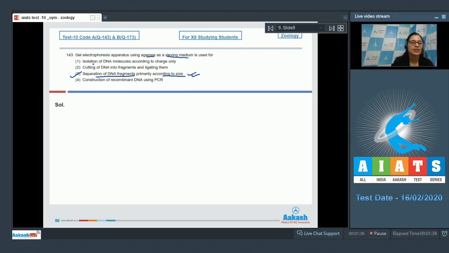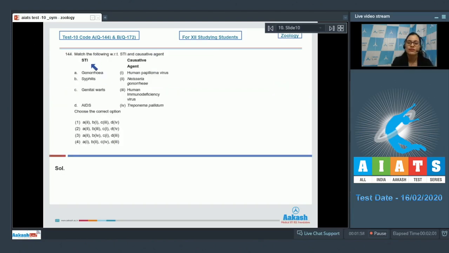The very first option given, isolation of DNA molecules according to charge only, is an incorrect option. Second option, cutting of DNA into fragments and ligating them, is an incorrect option. And the last option, construction of recombinant DNA using PCR, is also an incorrect option. And the correct answer is option number 3. Let's move on to the next question, which is question number 144.